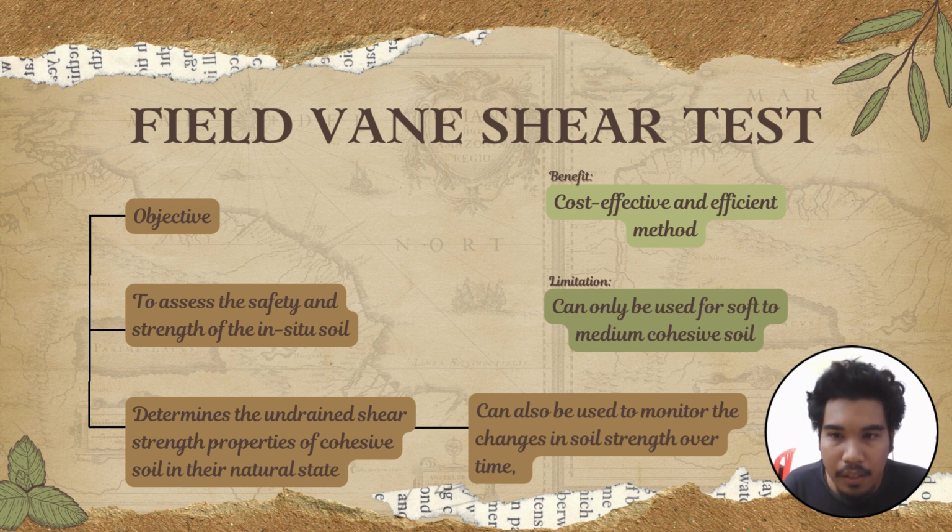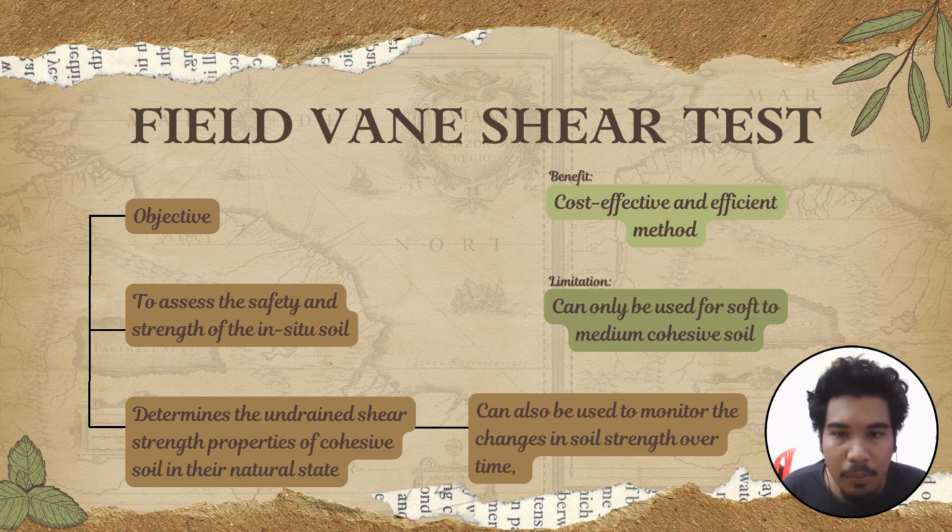Firstly, it provides a direct measurement of the undrained shear strength of the soil without the need for complex laboratory testing. Second, it assesses the soil in its natural state, capturing the effects of soil structure and in situ stress conditions which might be altered during sample extraction and transportation. And finally, it is rapid and cost efficient. The test is relatively quick and inexpensive compared to the other in situ testing methods, like standard penetration test or cone penetration test.